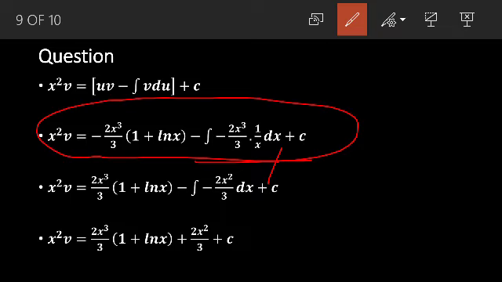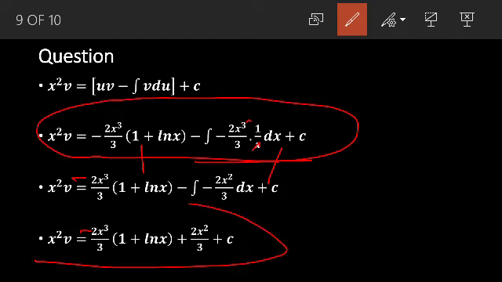Minus 2x squared over 3, because your x here cancels to give us 2, and this remains the same. There's supposed to be a negative sign here, okay? And that leads us to what we have here, because minus times minus gives us plus, so you are going to have plus the integral of 2x cubed over 3. Sorry for that mistake there.